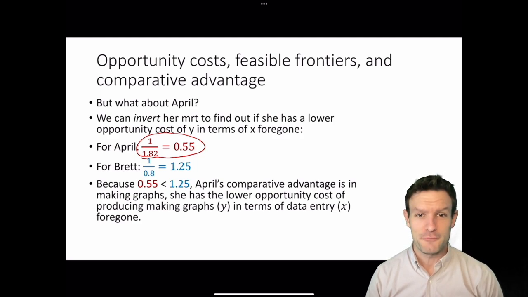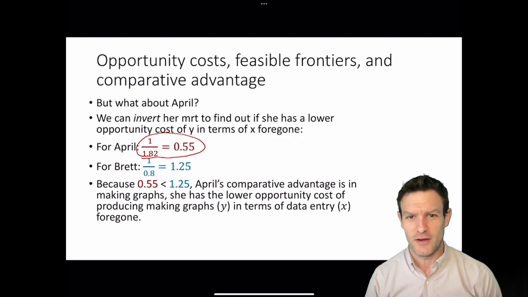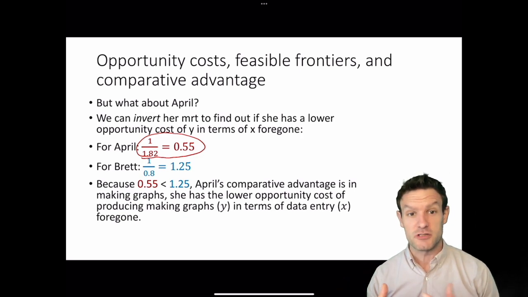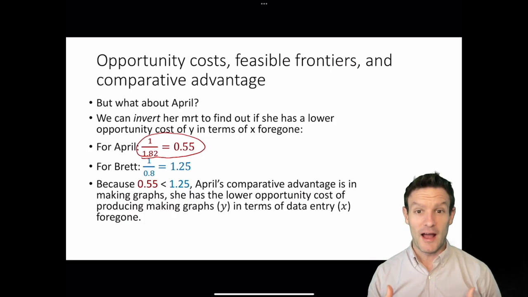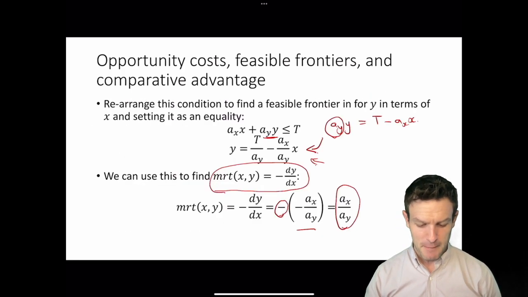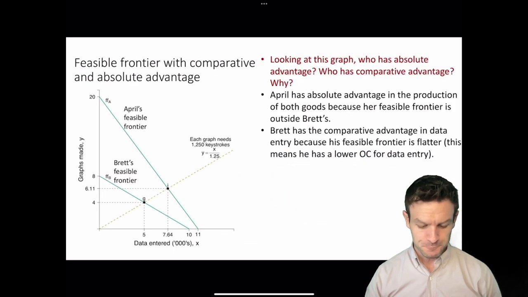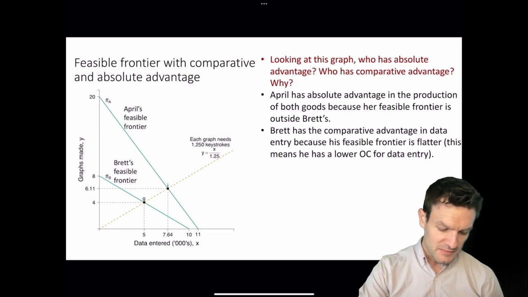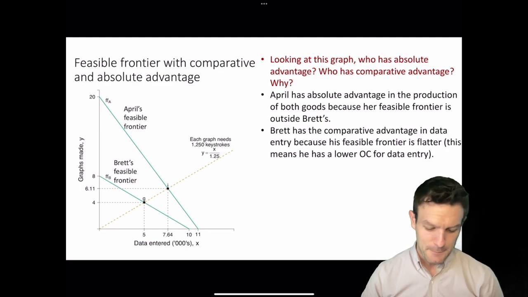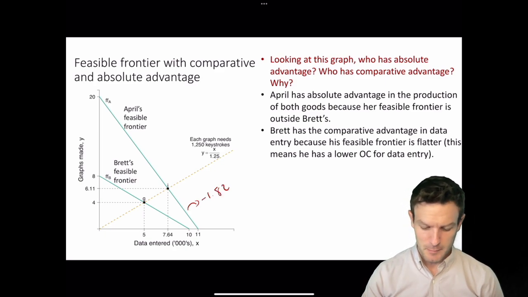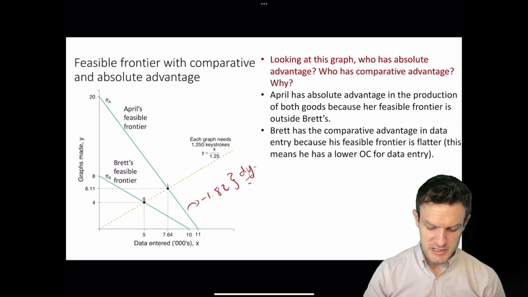Now, because 0.55 is less than 1.25, April's comparative advantage is in making graphs. She has a lower opportunity cost for making graphs Y in terms of data entry X that she forgoes. Now, if you want to just quickly skip back to the figure, we can also think about this in terms of these curves, right? For April, if we're just looking at the slope of her line here, the slope of this line is equal to minus 1.82, because remember, that was equal to dY/dX.